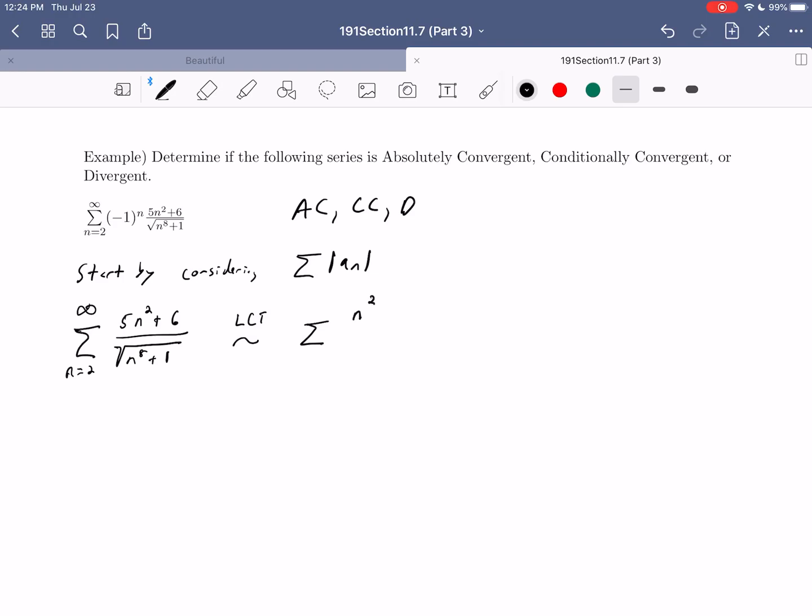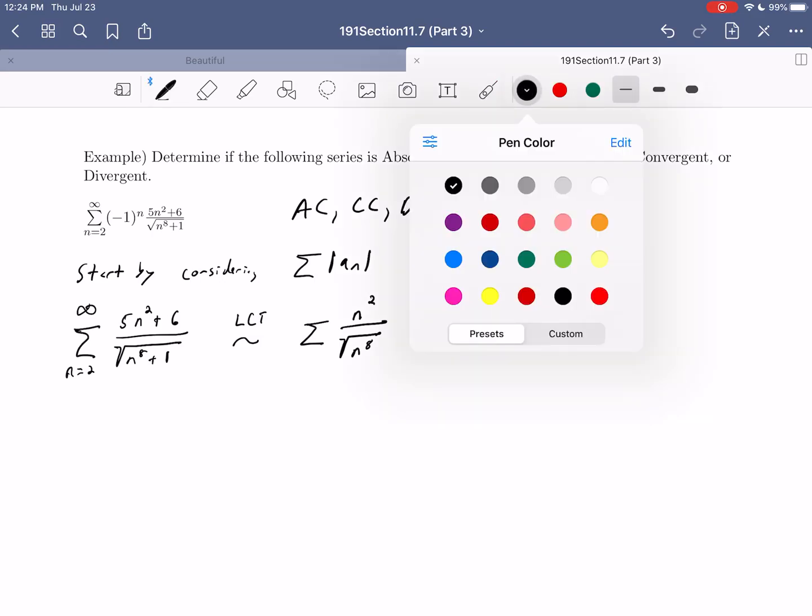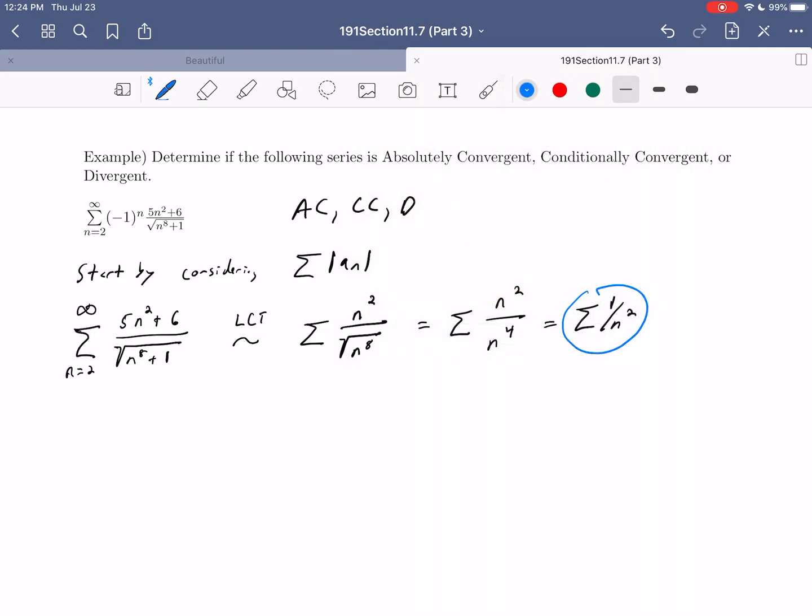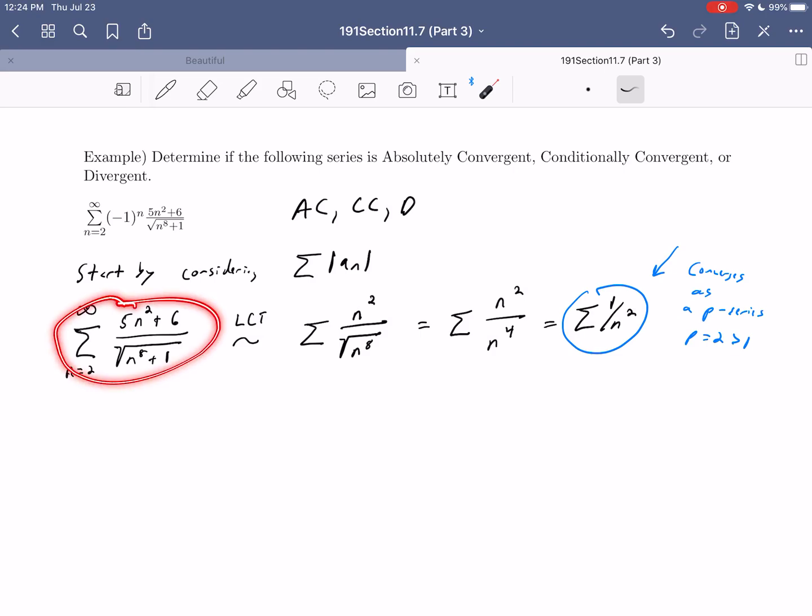It seems like up top, probably what matters is the n squared. And in the bottom, it probably is just the square root of n to the 8th. Now, of course, that's equivalent to the sum of n squared over n to the 4th, and that, of course, is just the sum of 1 over n squared. And notice that that is something we know a lot about, right? This thing here converges as a p-series, because we have p equals 2, which is greater than 1. So if we can actually use the LCT, then we can say that this series will converge because it should act the same as this.